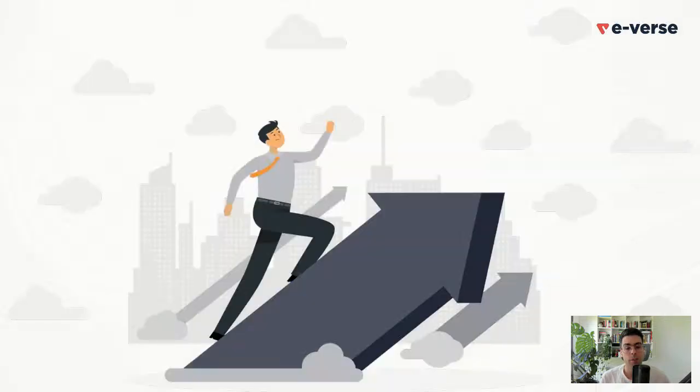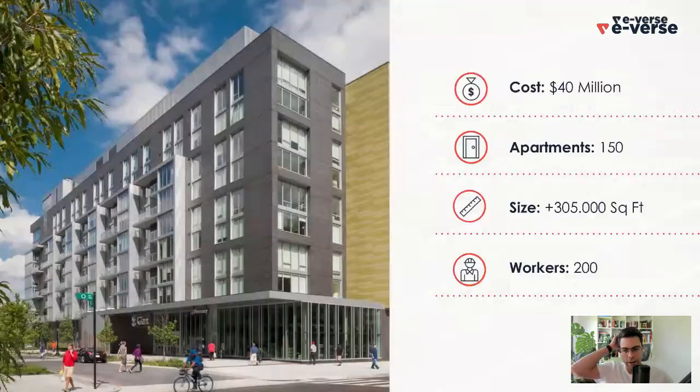But there were new opportunities ahead, and I was happy about it. We got a new client, and this is the client we're going to speak about today, which presented us a much smaller opportunity. This was a much smaller building in Maryland. Basically, it was just a 40 million building. It was not that big: 150 apartments, 305,000 square feet, and 200 workers.